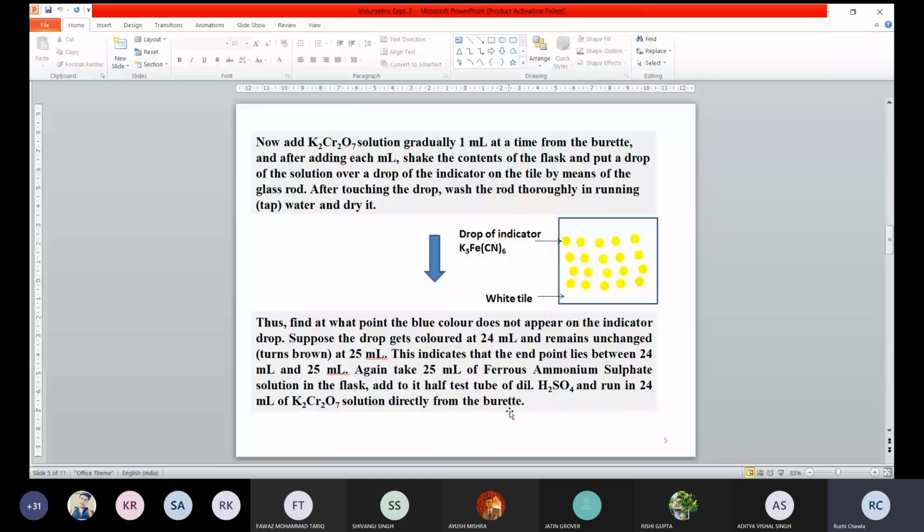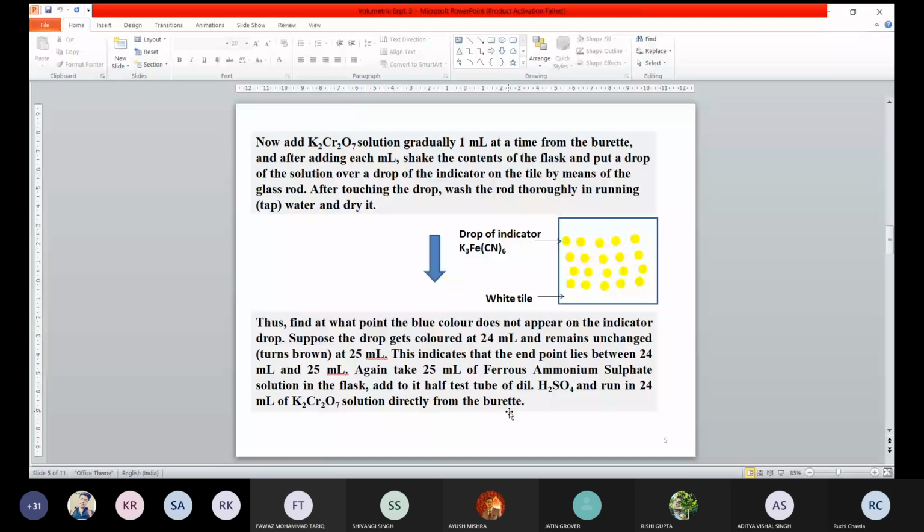Then after this, what will you do? You will again fill the burette with the known potassium dichromate solution. You will throw the contents of the conical flask, again pipette out 25 ml of ferrous ammonium sulfate and add to it half test tube of dilute sulfuric acid. After that, what will you do? You will straight away add 20 ml from the burette into the conical flask of potassium dichromate. 20 ml added. Now after this, what will you do?